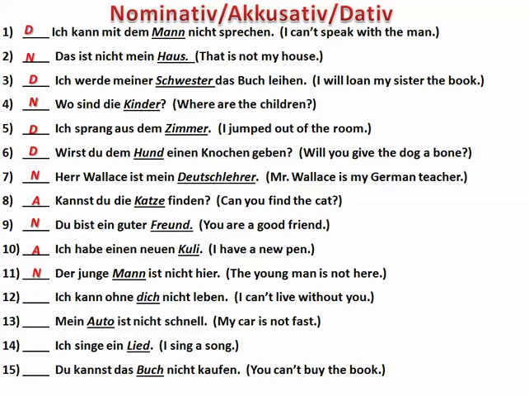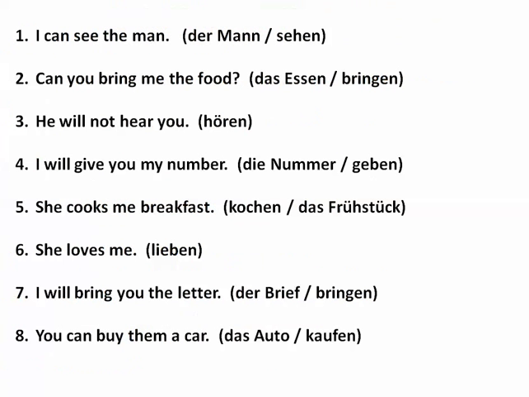Nummer 12, ich kann ohne dich nicht leben. Ohne is an accusative preposition. Mein Auto ist nicht schnell. Auto here is the subject of the sentence. Ich singe ein Lied. Lied here is the direct object of the sentence. And du kannst das Buch nicht kaufen. That's the direct object, so it's also accusative.